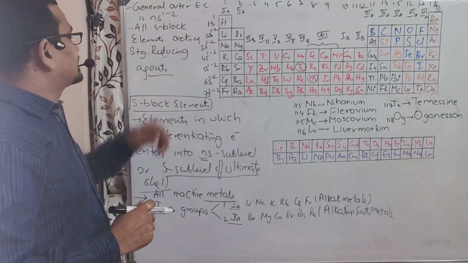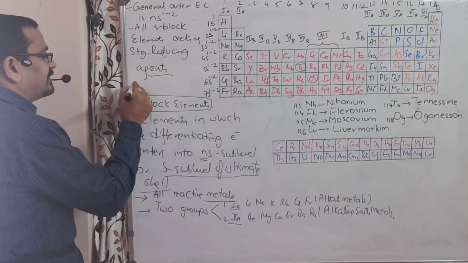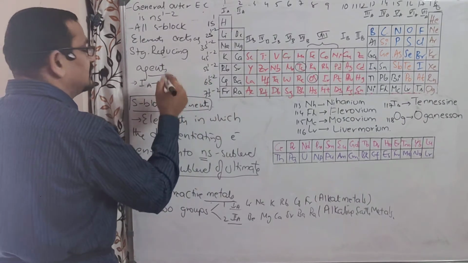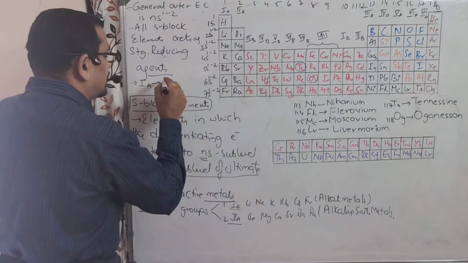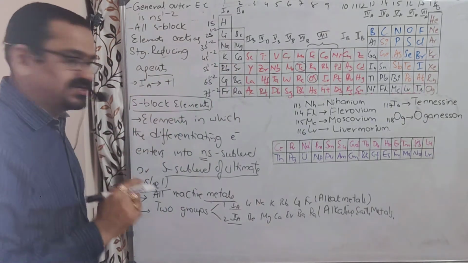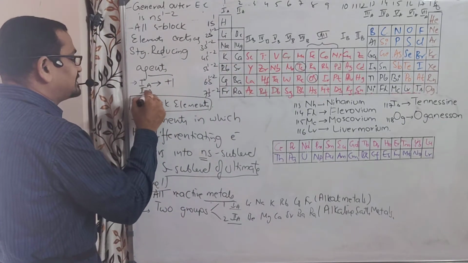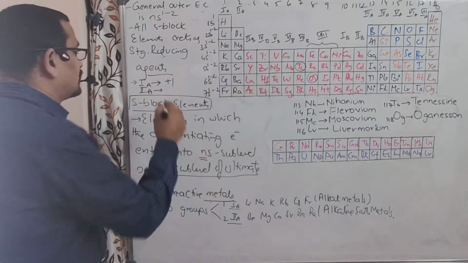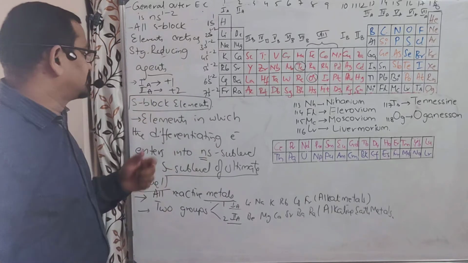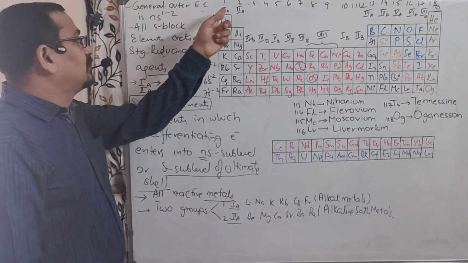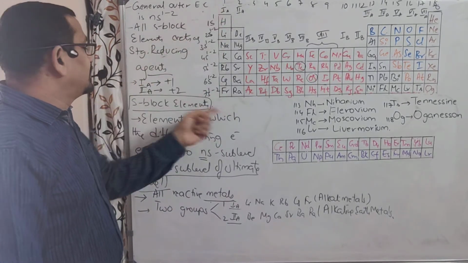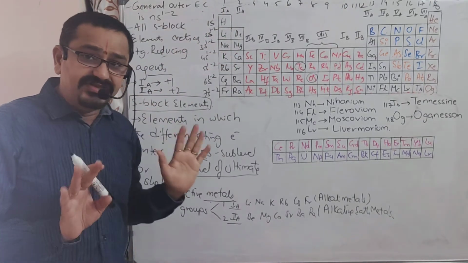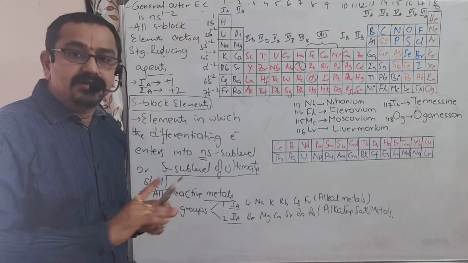All S block elements act as strong reducing agents. The 1A group elements, as they have one electron in their outer shell, readily lose that one electron and show the +1 oxidation state. Whereas the 2A group elements, as they have two electrons in their outer shell, readily lose those two electrons and get the +2 oxidation state. So the common oxidation state of 1A group elements is +1 and of 2A group elements is +2. This is about S block elements.